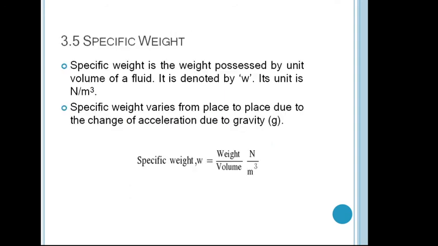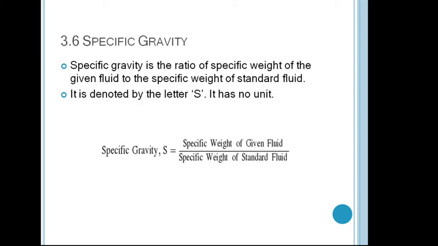Next property is specific weight. As we have studied that mass density is mass upon volume, similarly specific weight, also called weight density, is nothing but the ratio of weight upon volume. That's it. The units will be newton per meter cube, and it is denoted by small w.